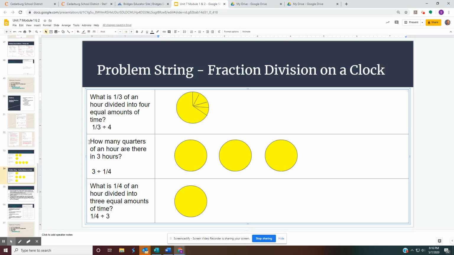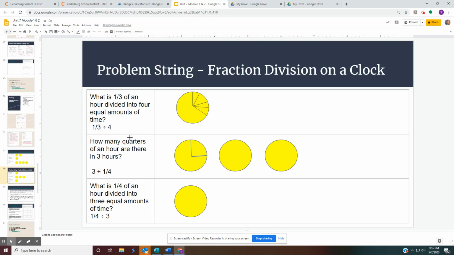Good. So how many quarters of an hour are there in 3 hours? So here we have our 3 hours, and we need how many quarters of an hour, right? Quarters of an hour are pretty simple, right? We go from the 12 to the middle, and then we go from the middle to the 3.